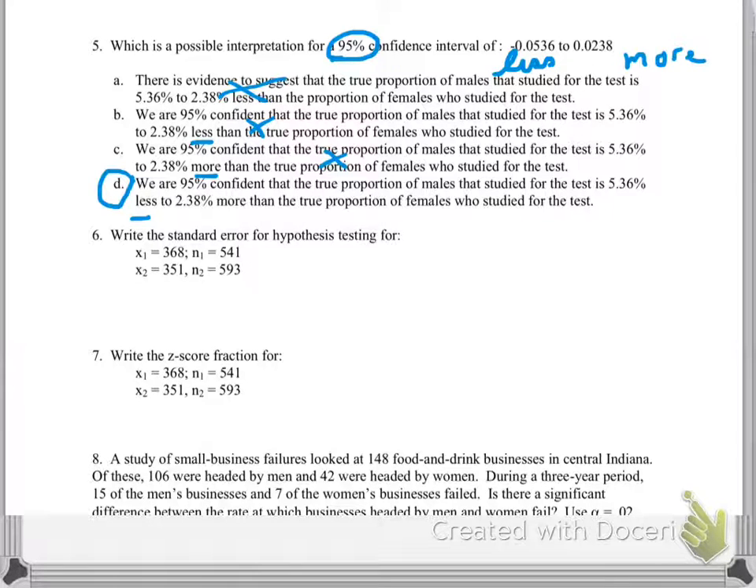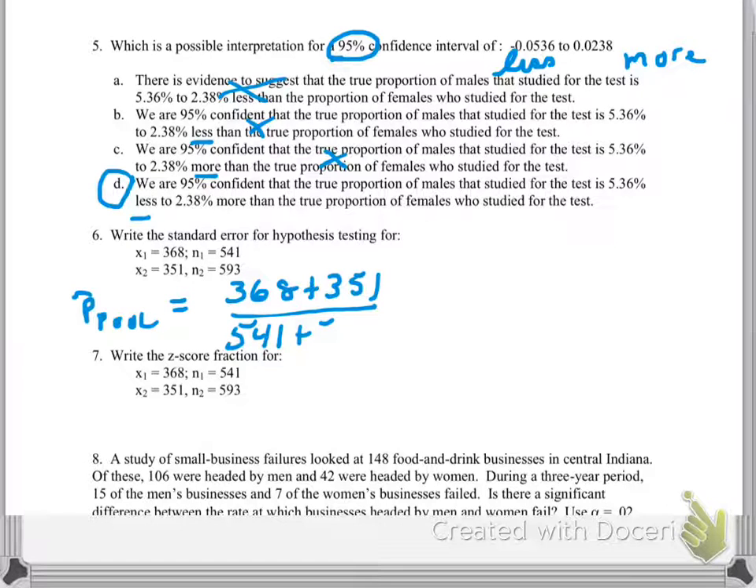All right, so for number 6, it says write the standard error. So for hypothesis testing, hopefully you remember that we pool. So P hat pool is equal to 368 plus 351 divided by 541 plus 593. So 368 plus 351 gives me 719, and 541 plus 593 gives me 1134.